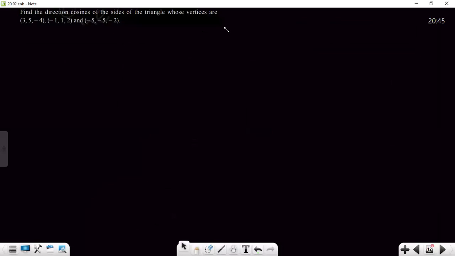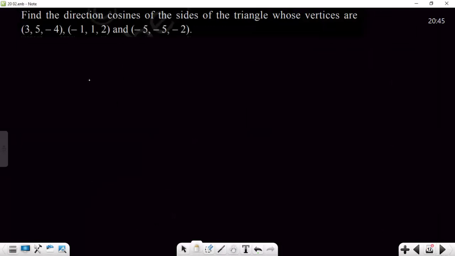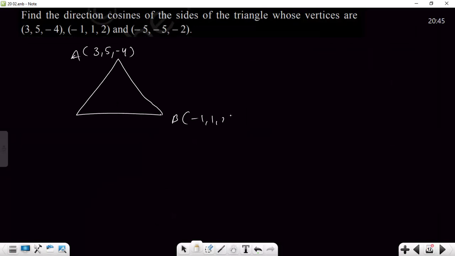In this question, we have to find the direction cosines this time. 3 vertices are given: A, B, C. The direction ratios of BA: if I am finding BA, it means 3 minus of minus 1, 4; 5 minus 1, 4; minus 4 minus 2, minus 6. Now let me find CB.